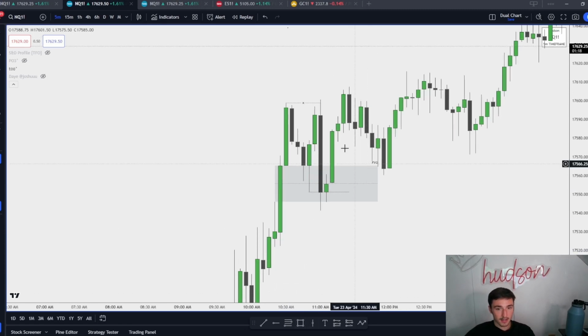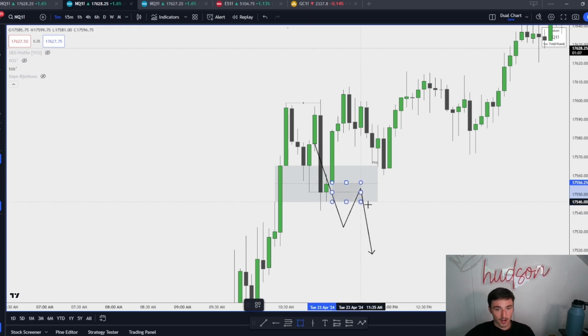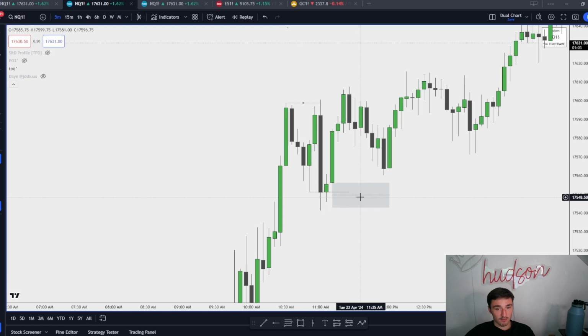So let's say we came the entire way down here and there was a gap right here. Then you would want to see this. So there's a gap right here to the downside. That is what you want to see if market structure is going to flip bearish.